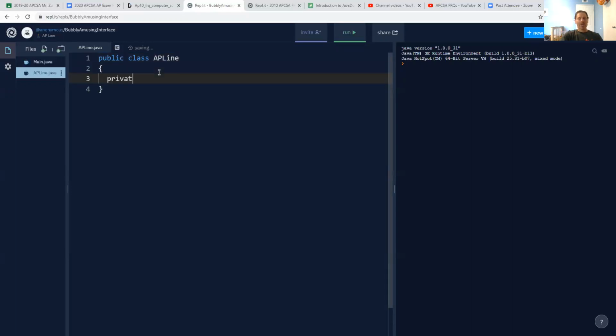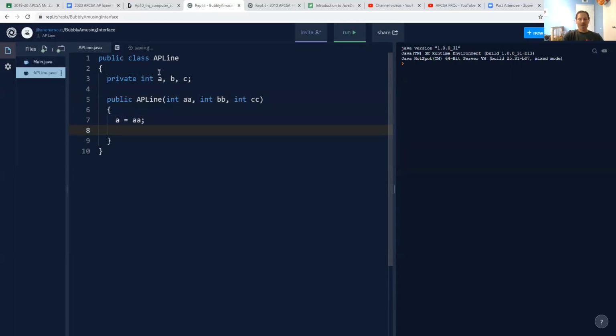It doesn't really say anything about instance fields, but we're going to need to hand off those values from the constructor if we want to use them later in the class. So it makes sense to go ahead and initialize, or at least declare at this point, 3 private ints. And then our constructor for the APLine class, which by their rule has to accept 3 ints, could simply hand those off. And I'll just give them slightly different names so they don't shadow anything. A is going to be initialized with AA, B is going to be initialized with BB, and C is going to be initialized by CC.